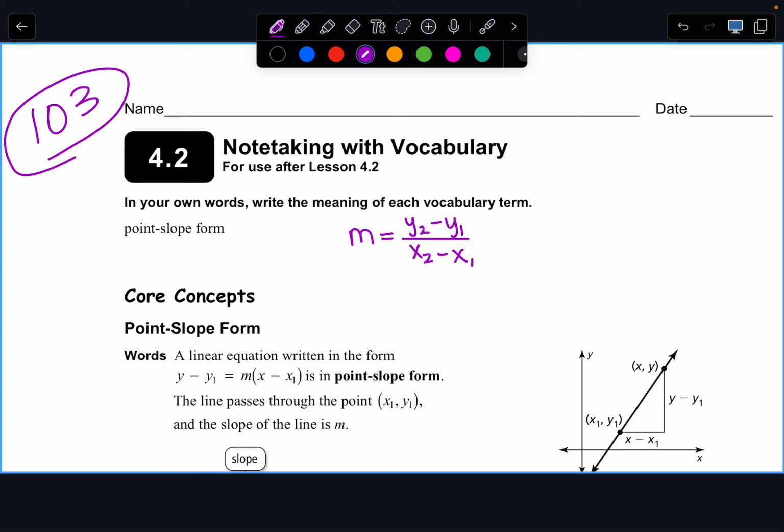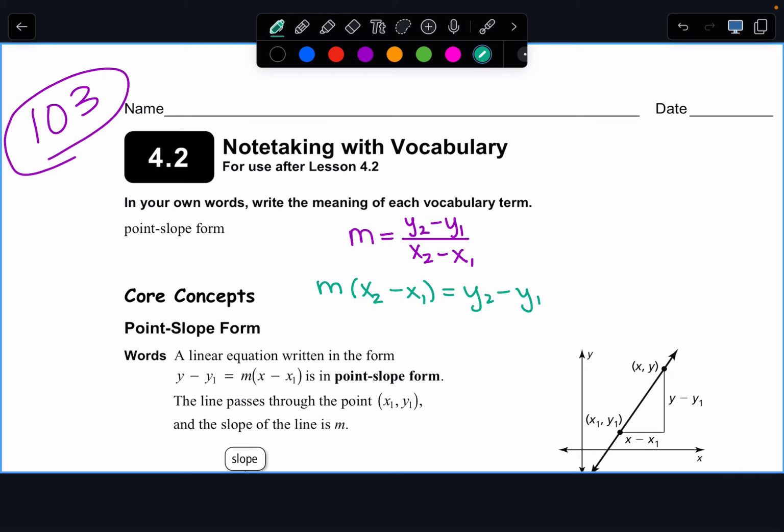Okay. Now, what if I say, hey, I don't want this to be a fraction anymore? Then I can take this denominator and multiply it to the other side. So I can say, okay, I'm going to take m and multiply it by that x2 minus x1. That's legal, right? Mathematically legal.